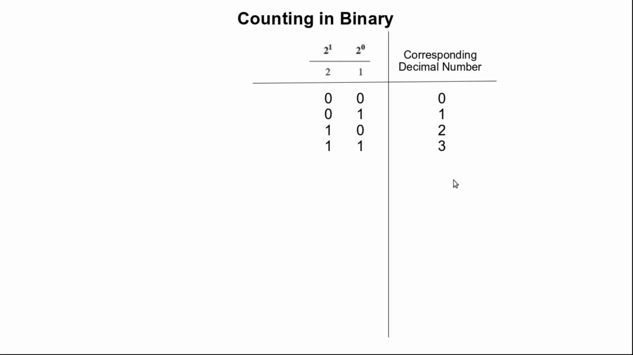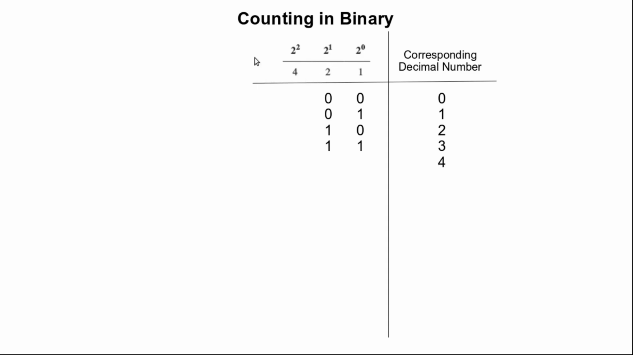If I have to represent 4, it's not possible to represent 4 using only 2 bits, because these are the only 4 combinations we can have: 0 0, 0 1, 1 0 or 1 1. No further combinations are possible using only 2 bits when we have only 2 bit positions. So now to represent 4, we have to add one more bit.